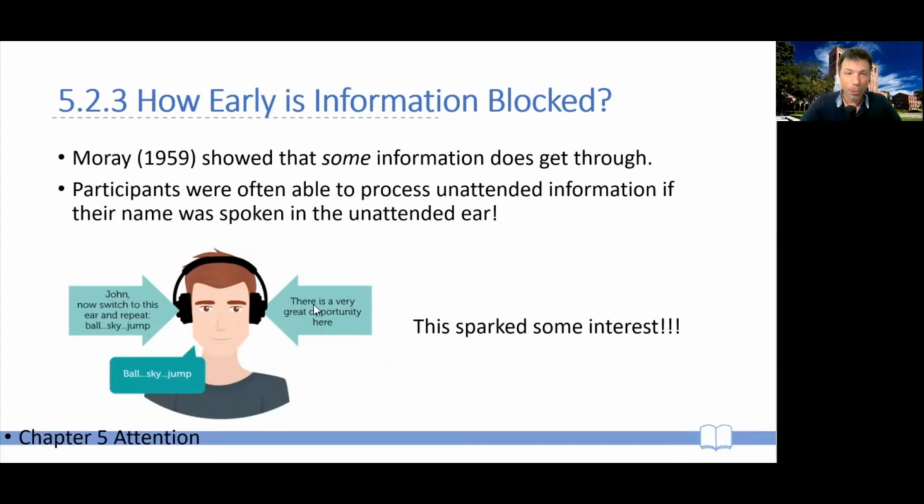So in the example here, you're probably shadowing what is being said here. There is a very great opportunity here. But then suddenly you hear your name, John, in the other ear. Now switch to this ear and repeat: ball, sky, jump. And sure enough, as a participant, you will start shadowing what's being said here. But how did that happen? According to the early selection model, this is the unattended ear. You never got to know that what is in there is your own name. And yet, people almost always detected their name when said in the unattended ear.